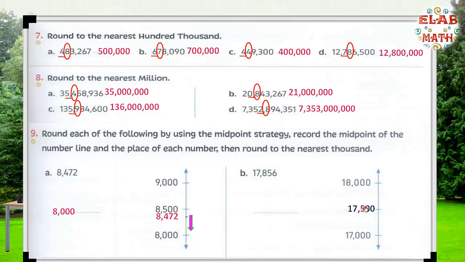Your number, 856, is it more than 500 or less than 500? To decide whether you make rounding down or round up. We have 8 here, 856, more than 17,500. That means you should round up. You should write 18,000.